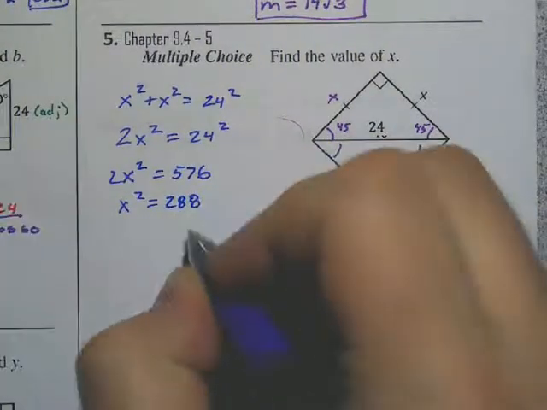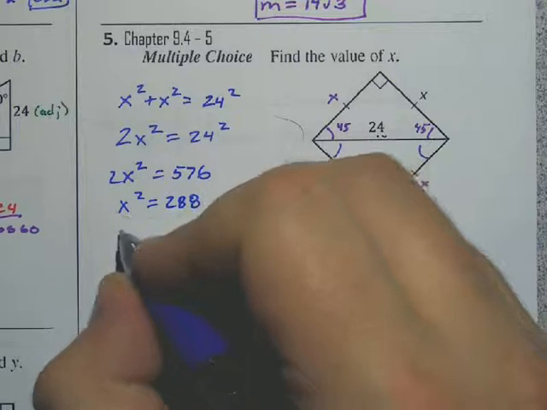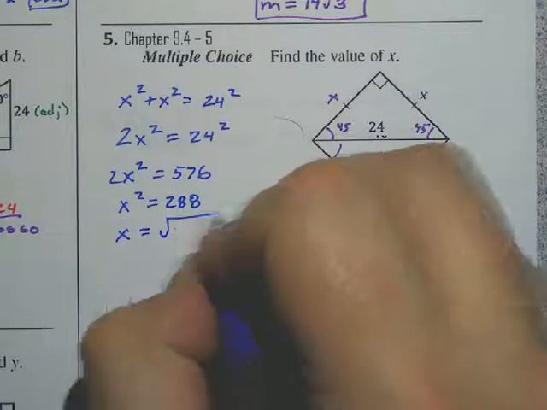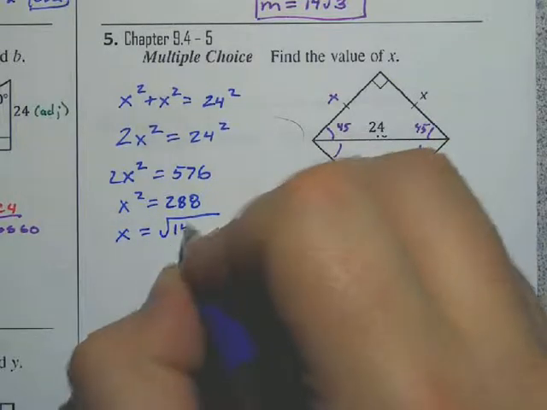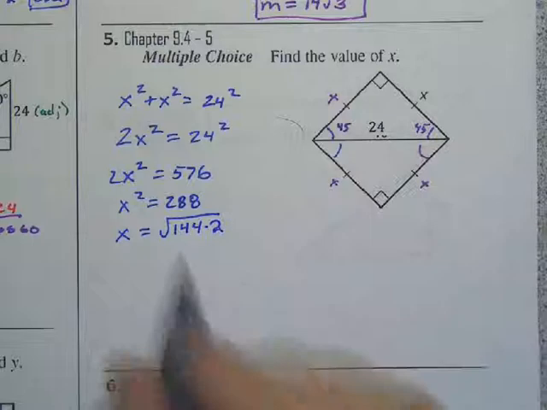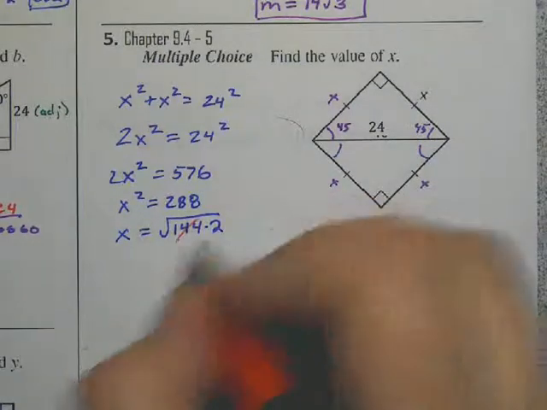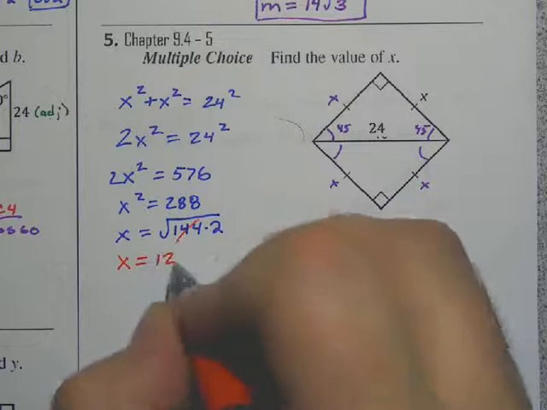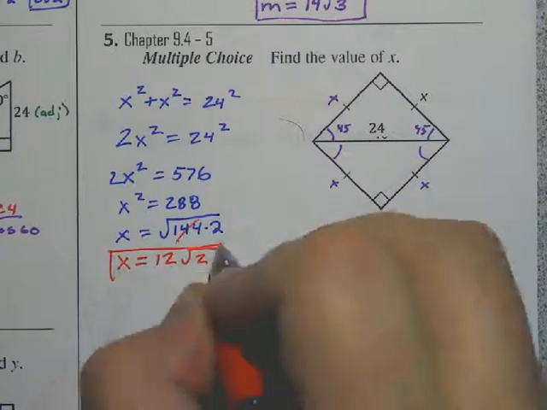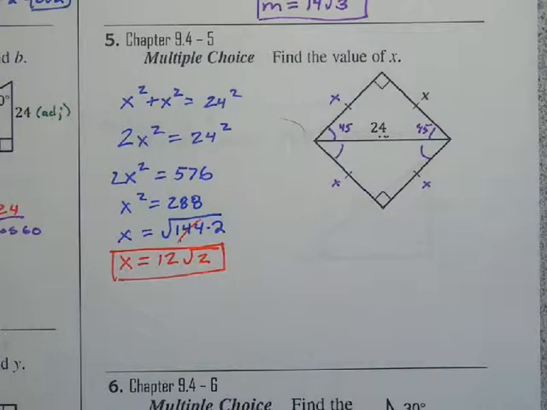And hey, I remember doing this earlier. Let's take the square root of both sides. X is going to get the square root of 144 times 2, right? 288 is 144 times 2. So that's going to be 12 when I square root that. X equals 12 square roots of 2. That sounds very familiar. I believe we did that back on number 3.